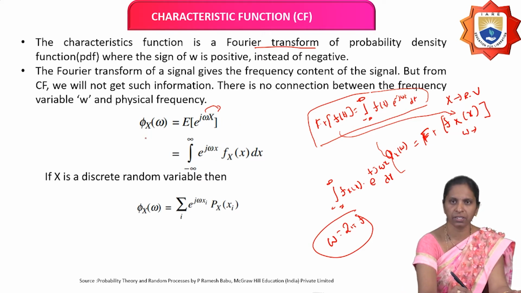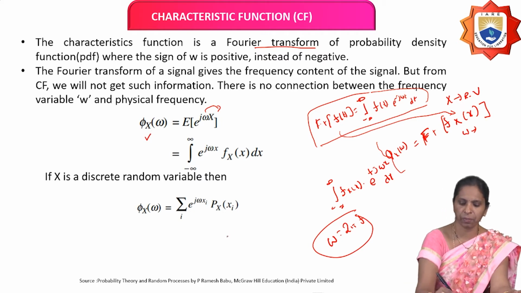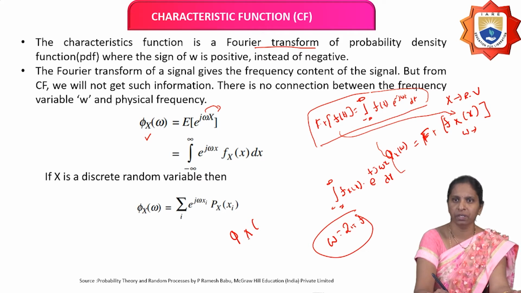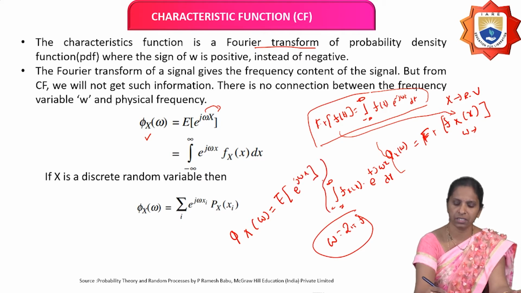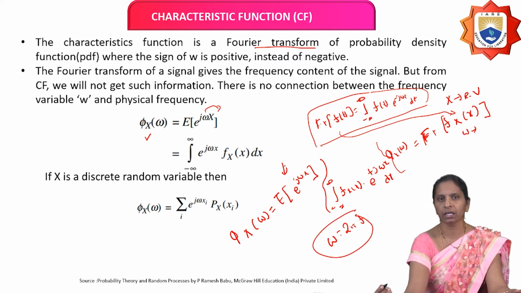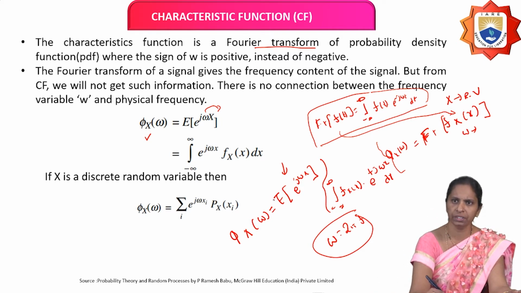Therefore, the characteristic function of a random variable x is represented by phi x. Here x represents the random variable and phi represents the characteristic function. The characteristic function of a random variable x is a function of omega. Here omega is not the frequency component. It is nothing but the expectation of e power j omega x only. So this is one more definition for the characteristic function. Here, what does E represent? E represents expectation. It is also called the statistical average.